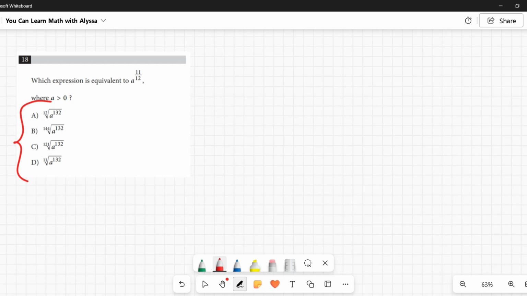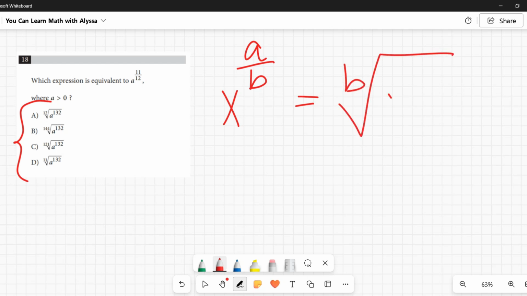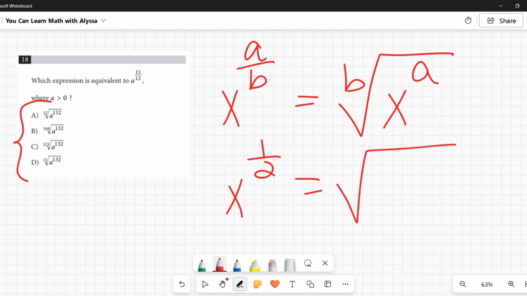So here is our rule. If I had x to the power of a over b, it is the same as the b root of x to the power of a. So for example, x to the power of 1/2 would be the square root, which we don't usually write the 2, but we could, the square root of x to the power of 1, or just the square root of x. That is the way I always remember which one goes where, because I know x to the power of 1/2 is a square root, so the 2 is outside for that square root.